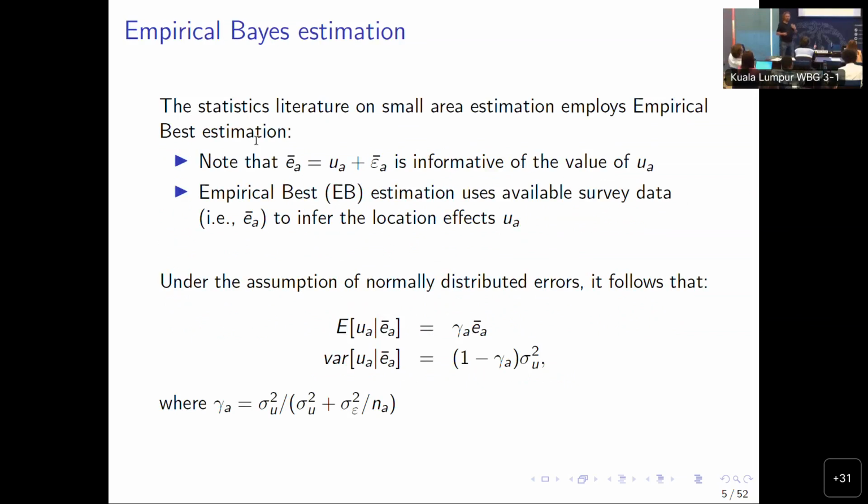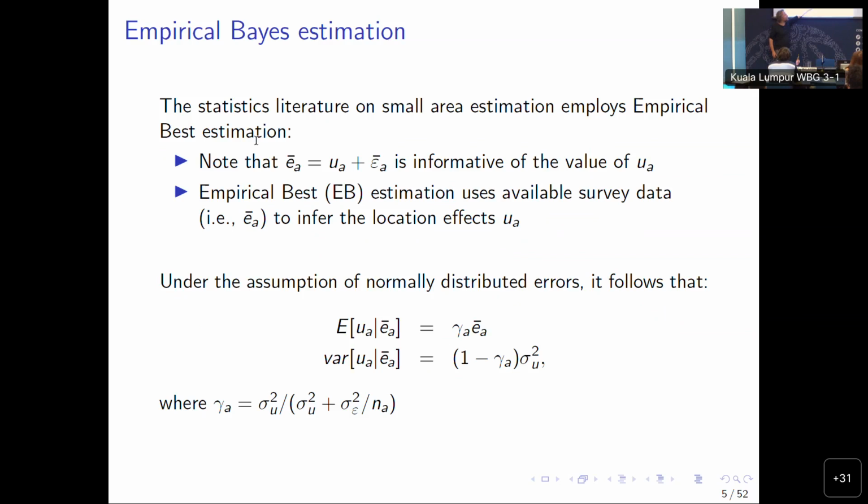It so happens that if you're willing to make the normality assumption, if you're willing to assume that unconditionally both the area error and the household error are normally distributed, then the conditional distribution of U_A, conditional on this average residual, is also normally distributed. The expected value of this location effect, conditioning on the average residual you observe in your survey, is gamma times this e_A, where gamma is the ratio of the unconditional variance of the location effect divided by the sum of this location effect variance plus the variance of the household idiosyncratic error term divided by the number of households in there.